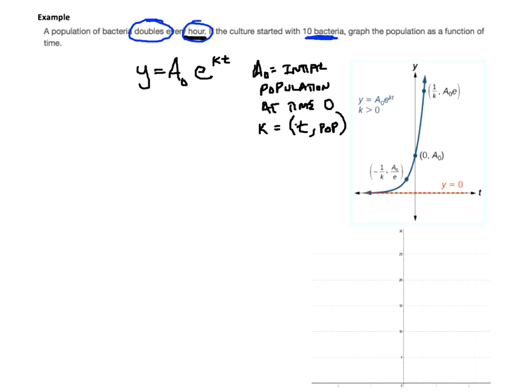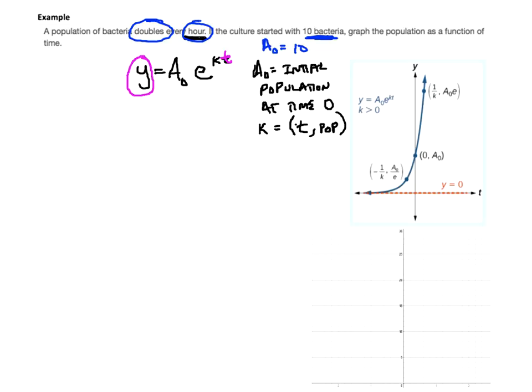So for every 1 hour, we double our bacterial population. So our A sub 0, our initial population, is going to be 10. That's what we're going to plug in. But then we need to have one other point to plug in for T, and our population at that time T, which is Y in this case.